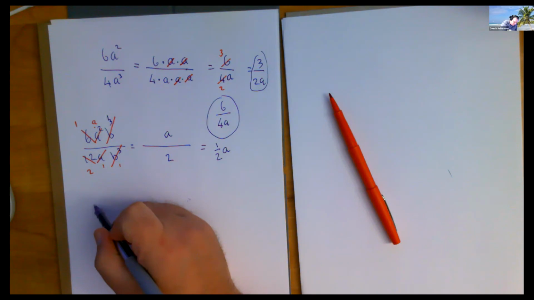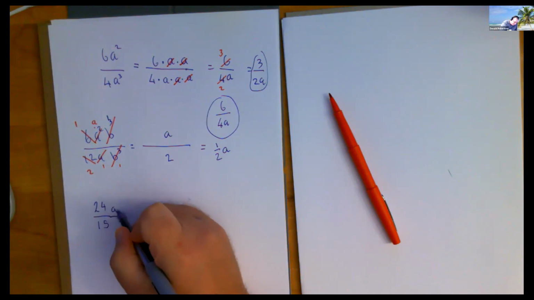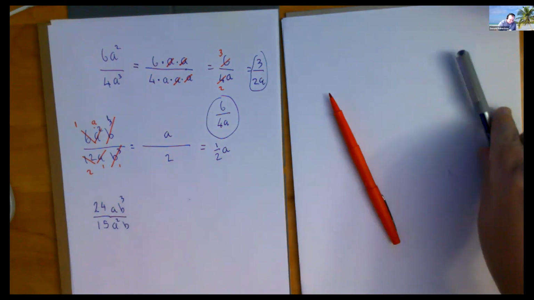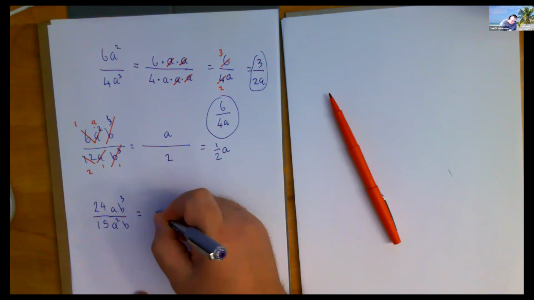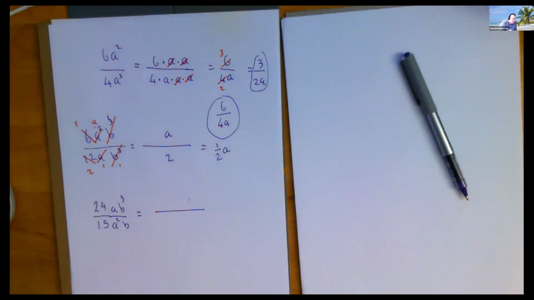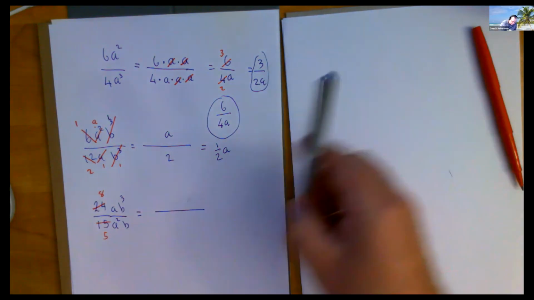I don't know what I've got to do here. 24, 15. There's something out there that you can use. What can you divide 24 and 15 by? 3. Okay, so that gets you 8, and that gets you 5. That's a good start.